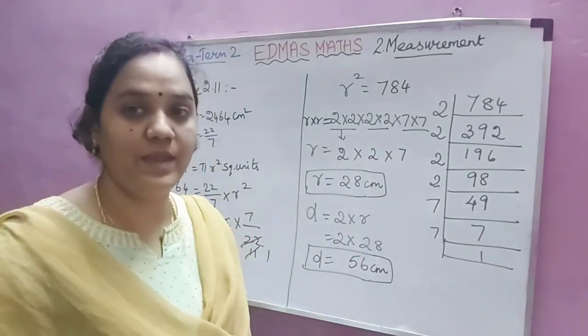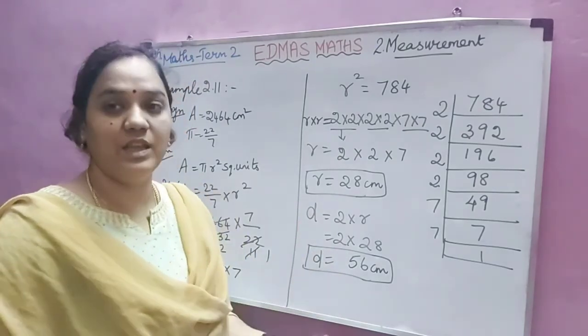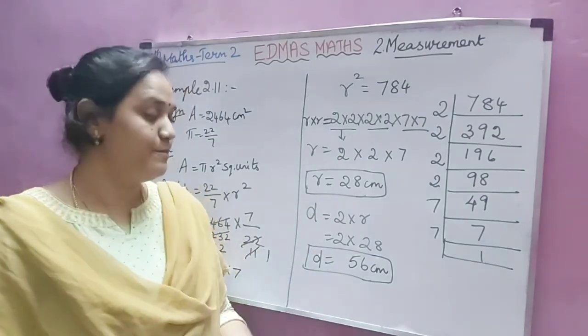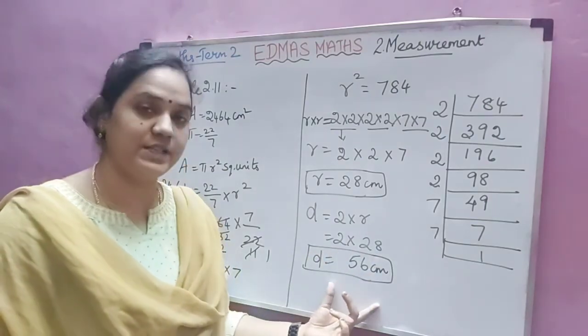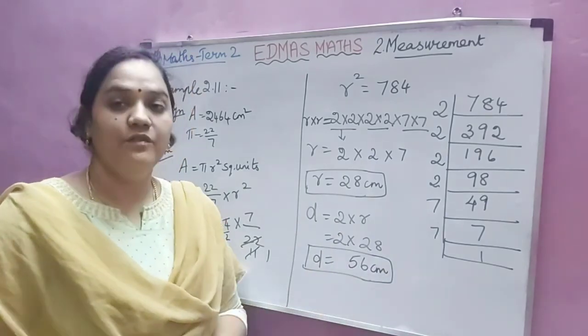But in your problem they asked us to find out the radius as well as the diameter. So diameter is nothing but 2 times radius, right? So 2 into 28 is 56 centimeter. So your answer is: radius is 28 centimeter and diameter is 56 centimeter.